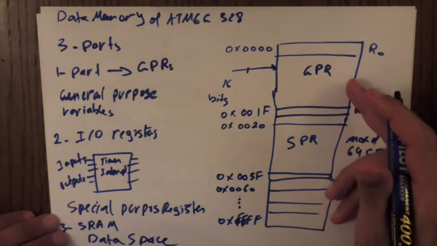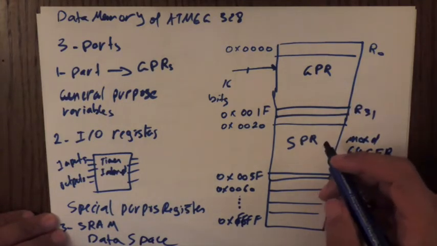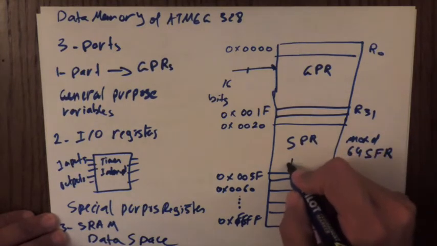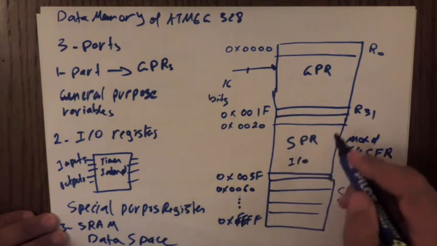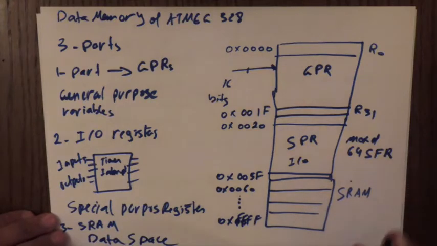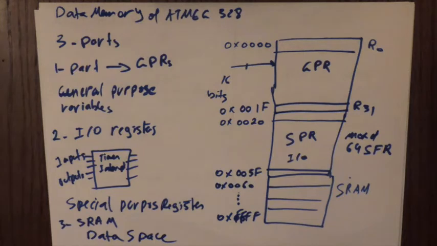So we have the GPRs, which are connected to the ALU, which are operational variables. We have the special purpose registers, which are the input output registers, IOs they call them. These are specific registers used for our settings, our specific operations. And then we have the SRAM, which has big data availability for us to use in our program.